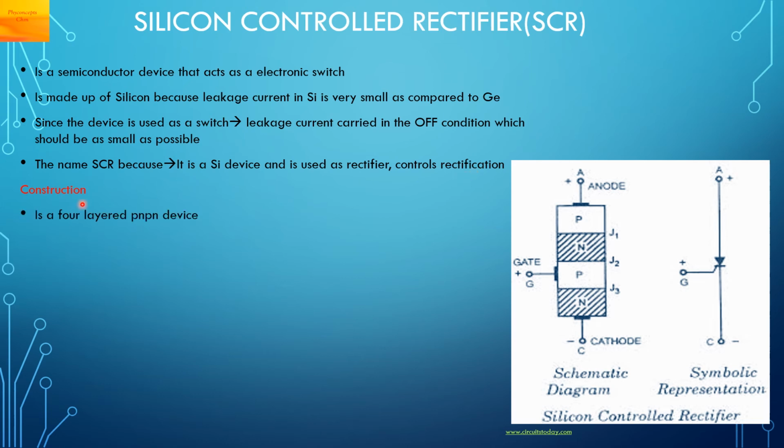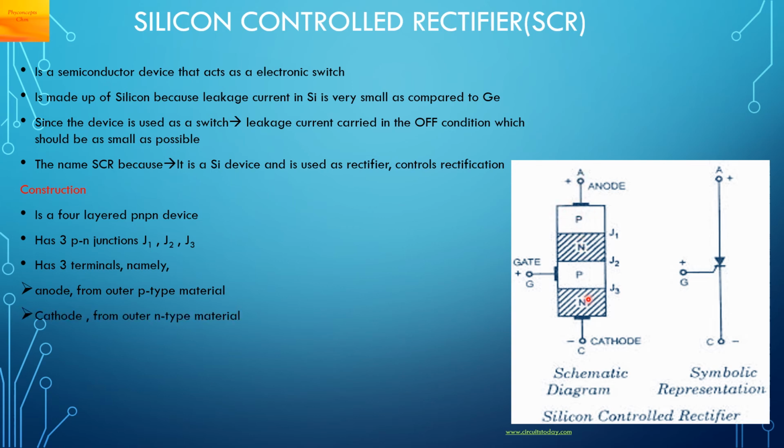Construction. It is a 4-layered PN-PN device. This diagram shows that PN-PN. So there are 3 PN junctions formed, J1, J2, J3. It has 3 terminals, namely the anode from the outer P-type material, the cathode from the outer N-type material, and the gate from the middle P-type material. This is the symbol of the SCR.